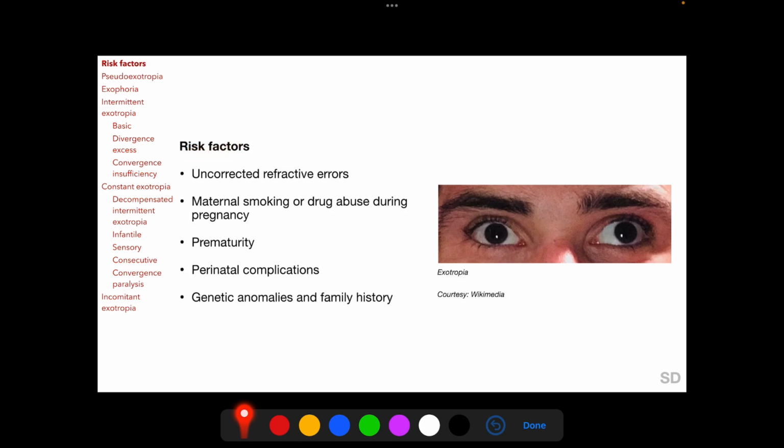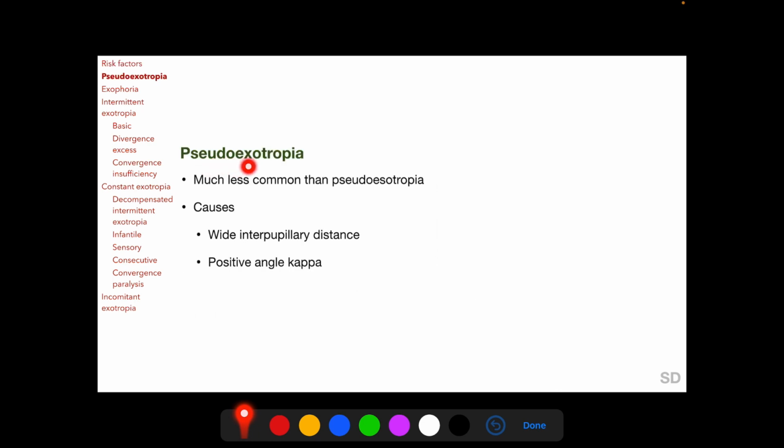Risk factors for exodeviation include uncorrected refractive errors, maternal smoking or drug abuse, prematurity, perinatal complications, and genetic anomalies or a family history of strabismus. Pseudoexotropia is much less common than pseudoesotropia, and causes of pseudoexotropia include wide interpupillary distance and positive angle kappa.